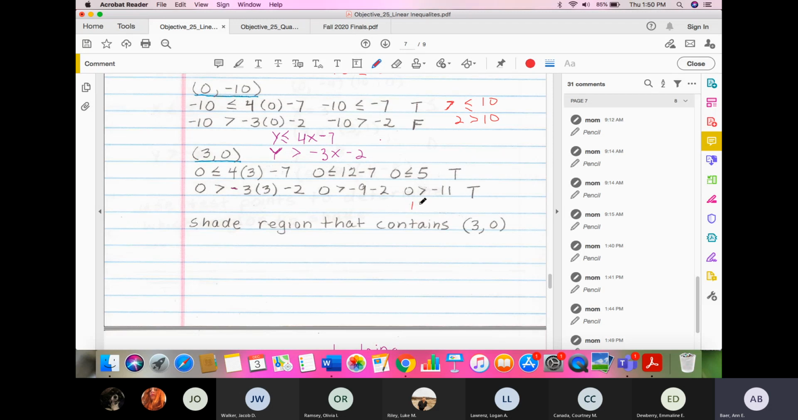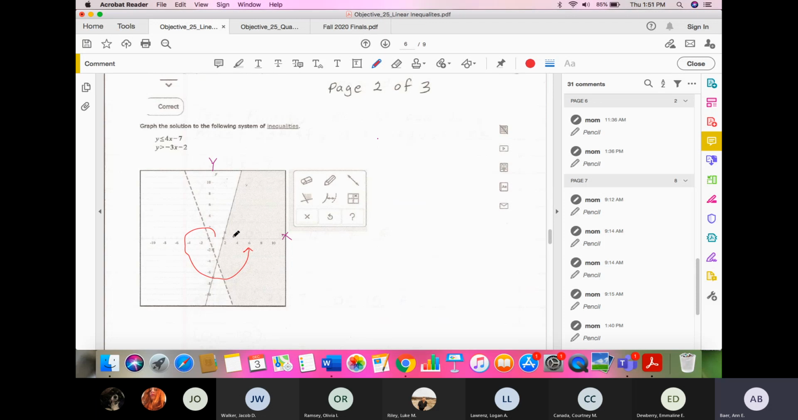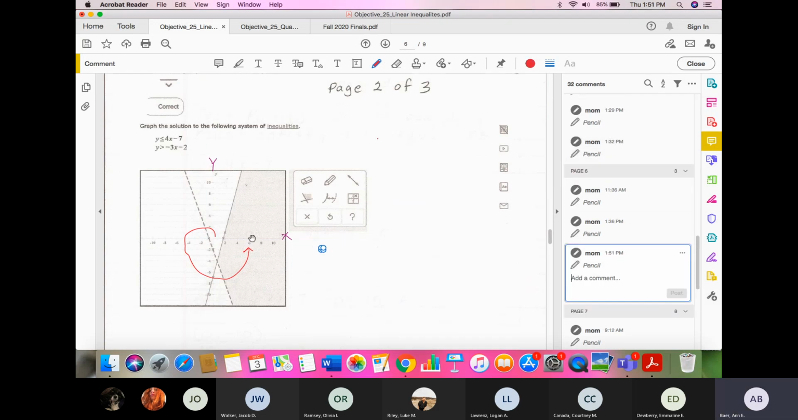You can put the 11 on this side, the opposite of negative is positive, and you can put the 0 on this side. 11 bigger than 0, that's true. 0 less than or equal to 5, that's true. Both of them are true. So we want to shade the region which has the test point of 3, 0. 3, 0 is right about there, somewhere around there. So we want to shade that region.